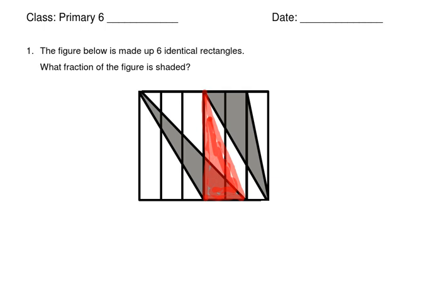Okay, now let's focus on this other triangle here. Now I'm going to use the highlighter to highlight another triangle. Two rectangles, right? Two rectangles out. How many rectangles altogether? 6. So the final answer is 1/3. Am I right or wrong?